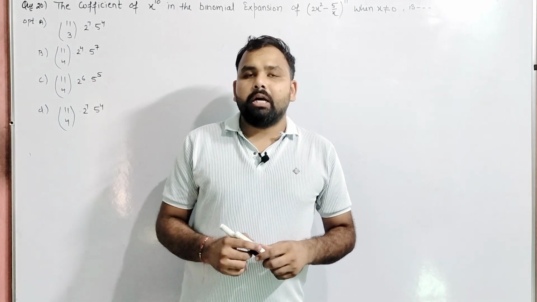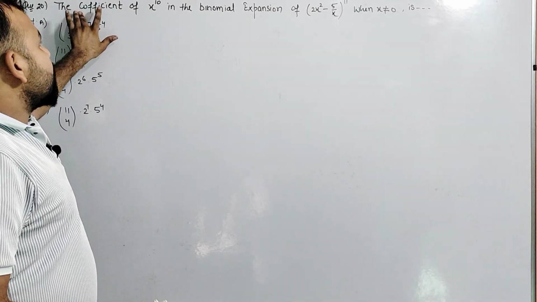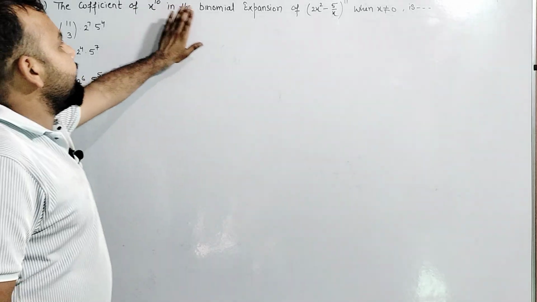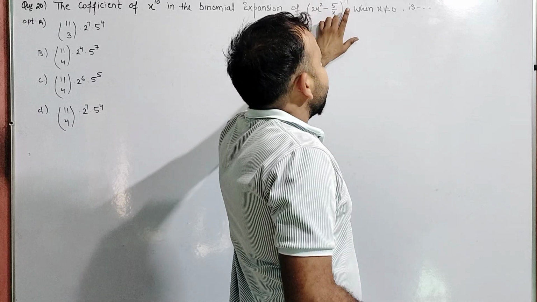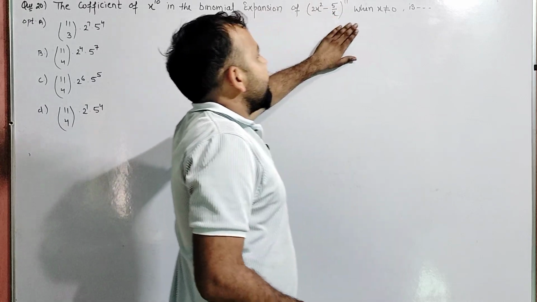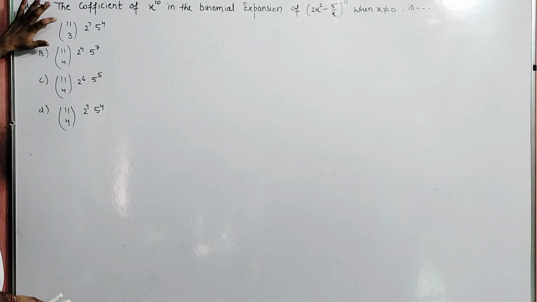So student, our next question is question number 20. In this question, the coefficient of x to the power 10 in the binomial expansion of 2x square minus 5 by x to the power 11, when x not equals to 0, is option A 11 3.